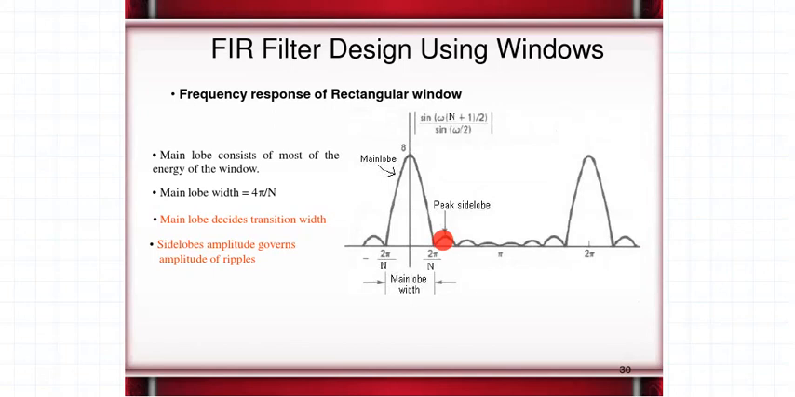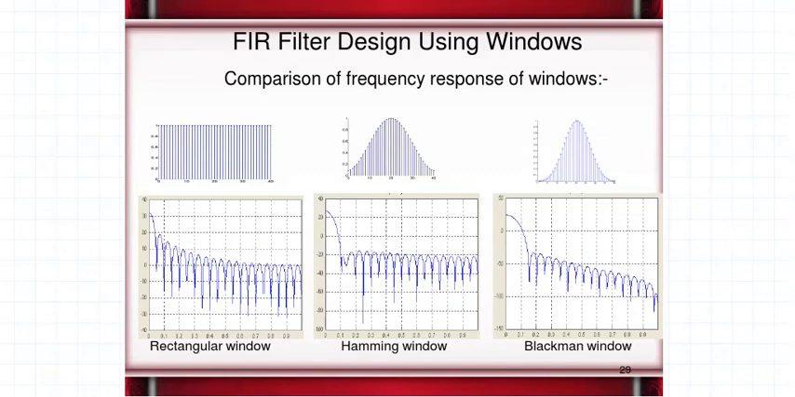What will be the strength of the side lobes, maybe in the pass band, maybe in the stop band? So these side lobes decide the magnitude of the ripples in the final frequency response. So with this information, if we look into the previous characteristics of all the windows, look at the rectangular window.